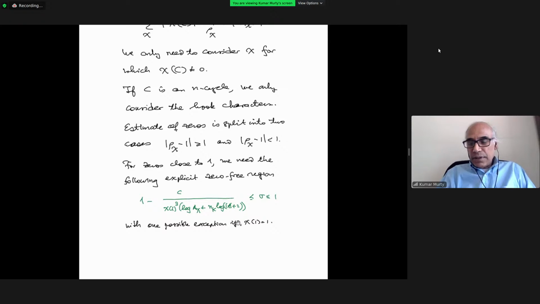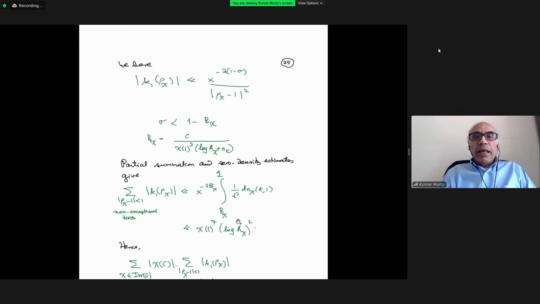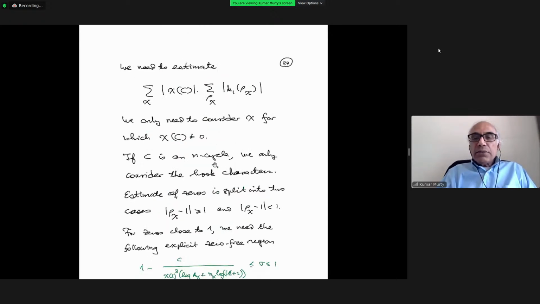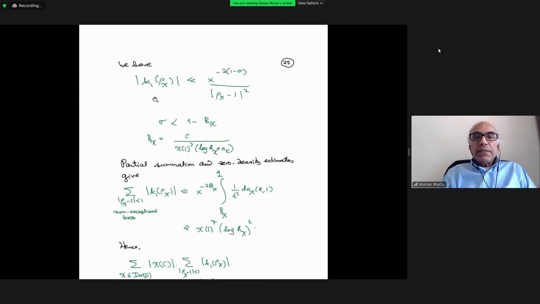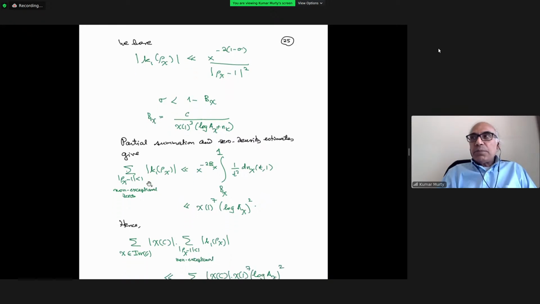So this is a theorem we proved some years ago. And so using this, you get an estimate for this K1 at zeros. And after you put this together, you'll get a sum like this, chi of 1 to the 7th times log of the Artin conductor squared. The x now here, notice, plays no role.